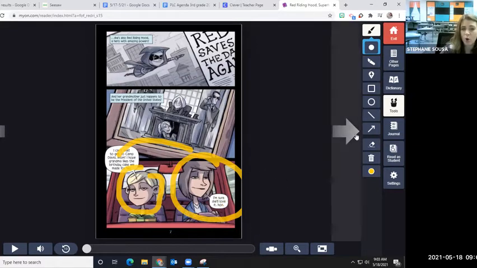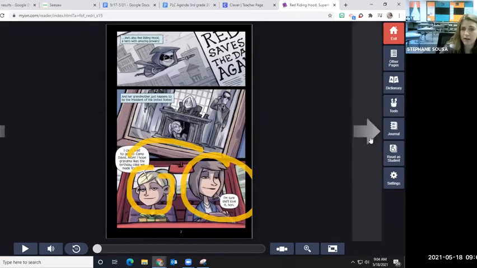Okay, so there's an order to graphic novels. It's not just pictures wherever you feel like putting them. It's still top to bottom. It's still left to right.